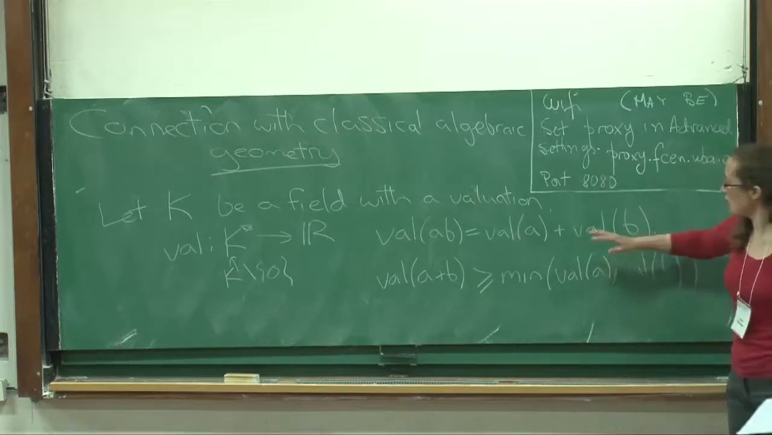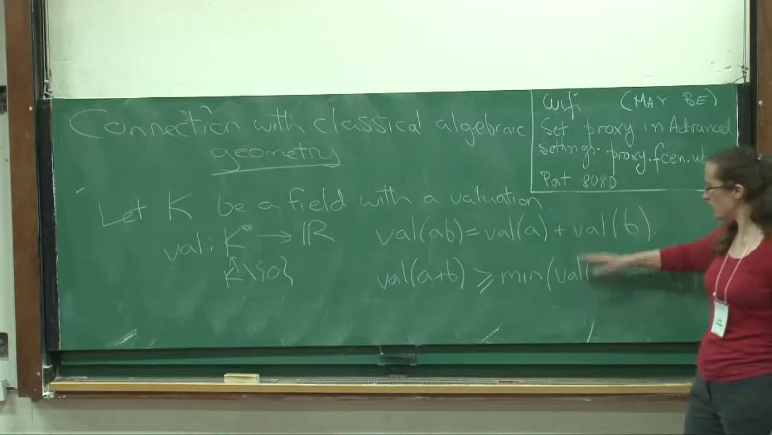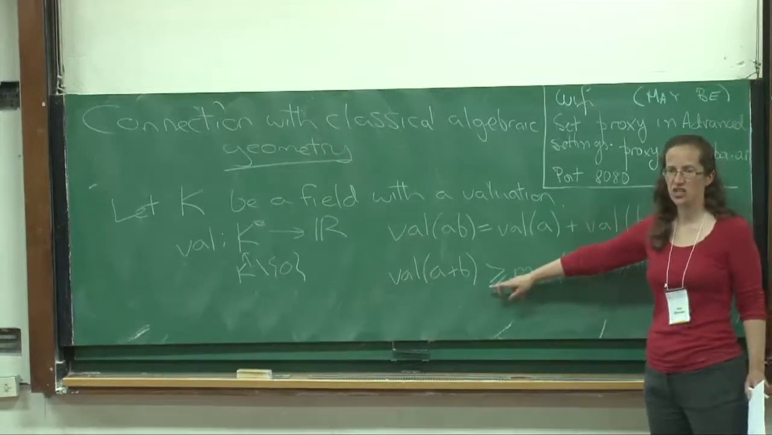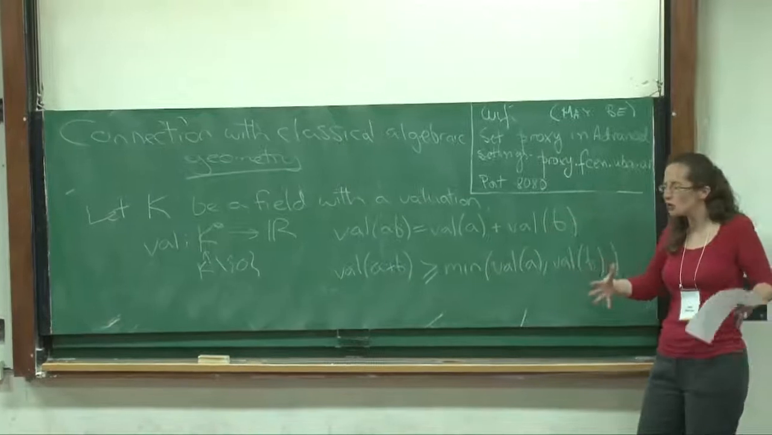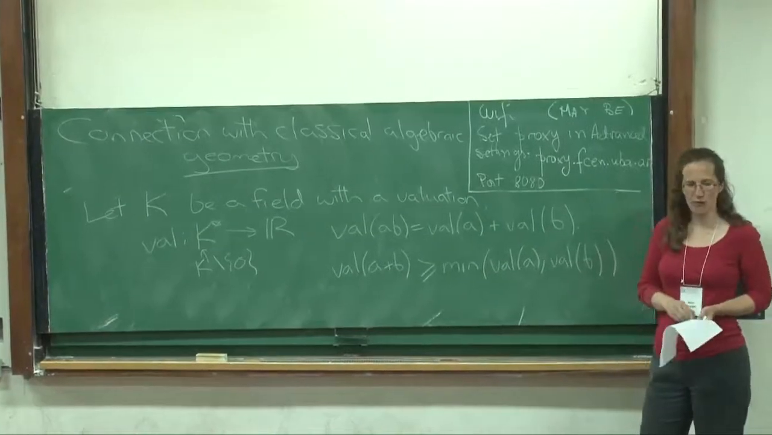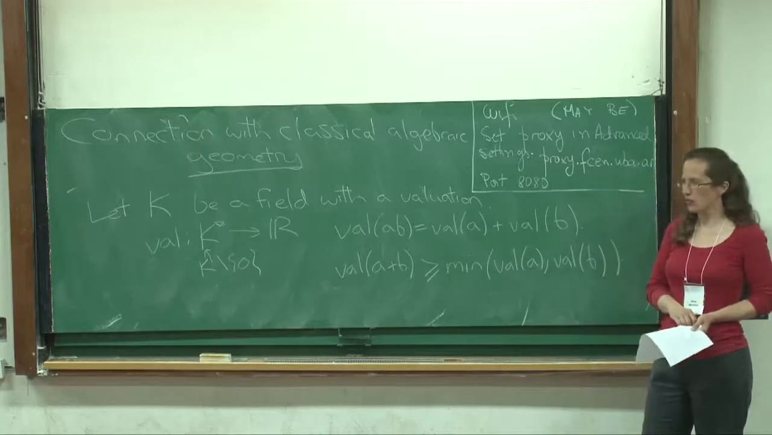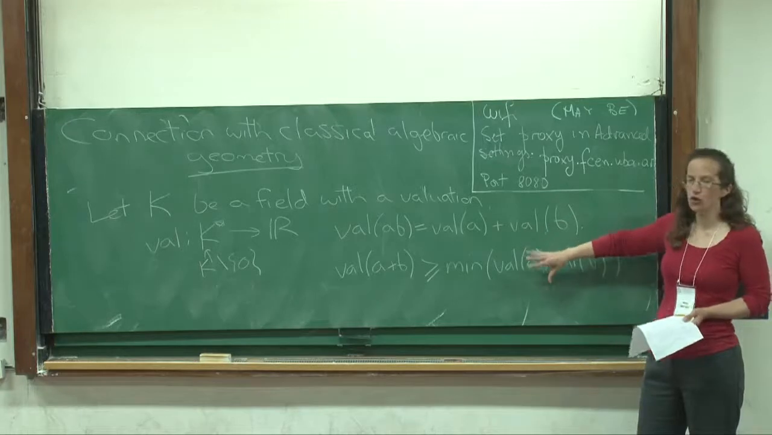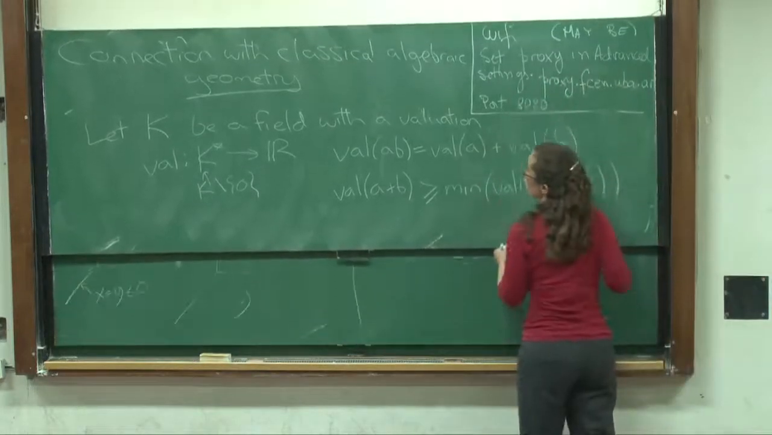Okay. And if you've never played with valuations before, the first exercise is to check that if A and B have different valuations, then this is actually equality. Okay, so you can think about it that for most pairs A and B, valuations behave like the tropical semi-ring. Multiplication is addition, and addition is almost minimum. Okay, what are some examples?